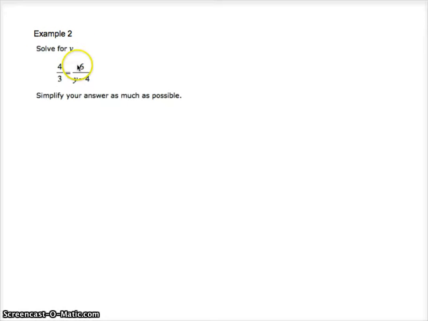For example 2, it says solve for y. And what's different in this problem from the previous is that when I cross multiply here, 4 times y minus 4 and 3 times 6, I'm going to have to do something different. So we'll start here with 3 times 6 equals 4. And then I need to apply the distributive property here. So it's 4 times the whole quantity of y minus 4.